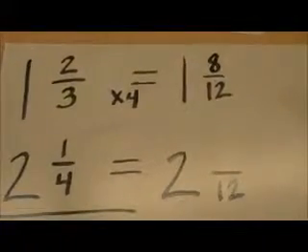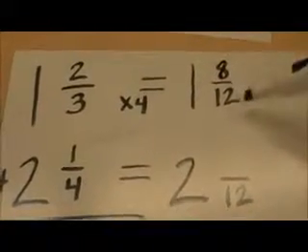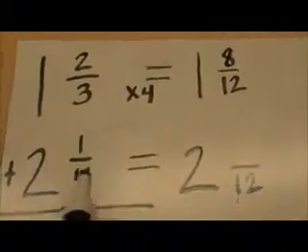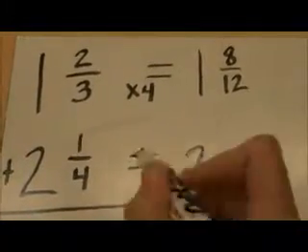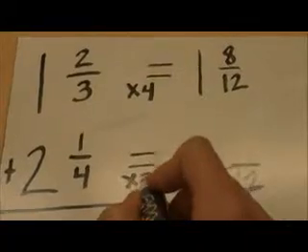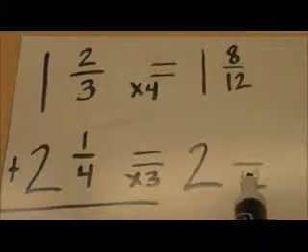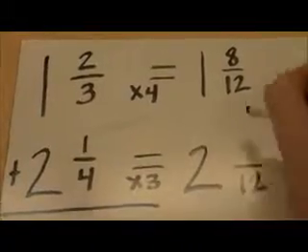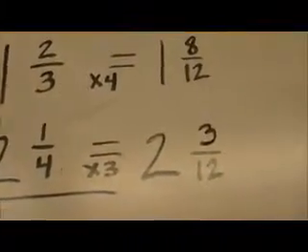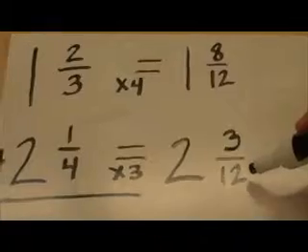So 1 2/3 has become 1 8/12. Down here, 1/4, what did we do to 4 to get 12? We multiplied by 3, because 4 times 3 is 12. So multiply your numerator by 3. 3 times 1 is 3. So 2 1/4 has become 2 3/12.